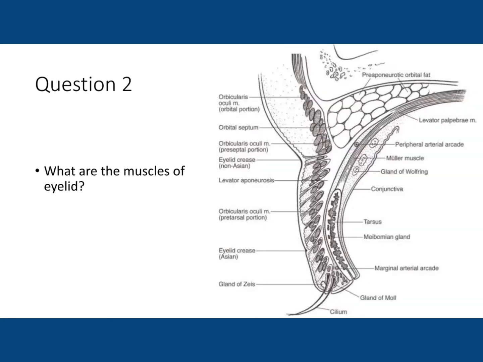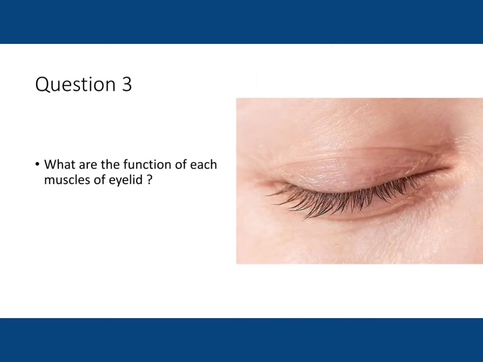What are the muscles of eyelid? There are three muscles present in eyelid: orbicularis oculi muscle, Müller's muscle, and levator palpebrae superioris muscle. What is the function of each muscle of eyelid?